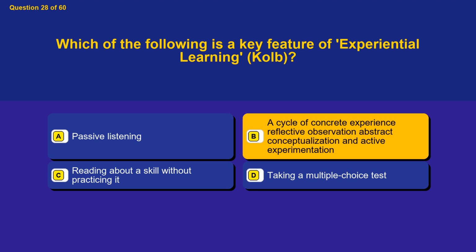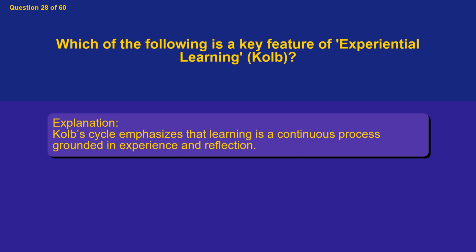The correct answer is option B, a cycle of concrete experience, reflective observation, abstract conceptualization, and active experimentation. Kolb's cycle emphasizes that learning is a continuous process grounded in experience and reflection.